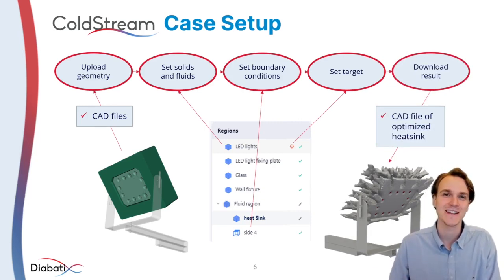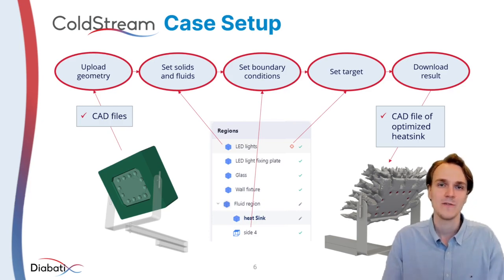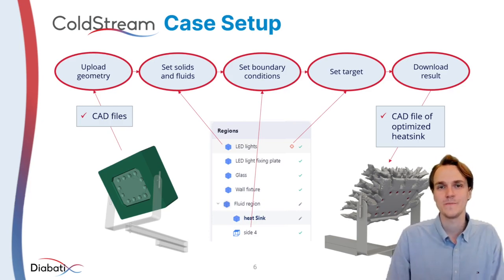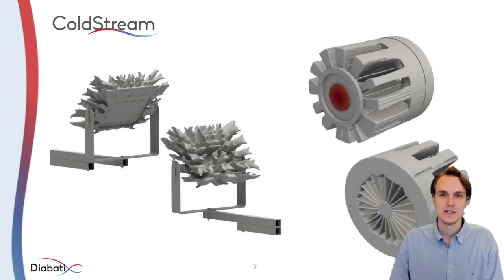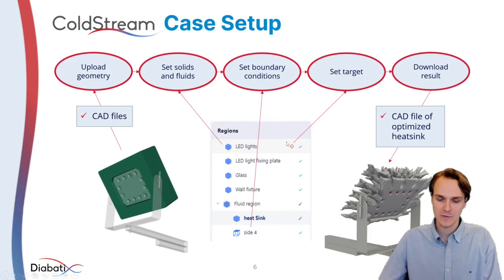And so what do you get at the end out of it? Here's already a little sneak peek of one of the cases that we ran. Well, you get a step file of the optimized heatsink. And for us, step files are quite important. As I mentioned, we link ColdStream to manufacturing, and therefore we deliver step files and not just STLs. All right, I will now be switching over to the platform.